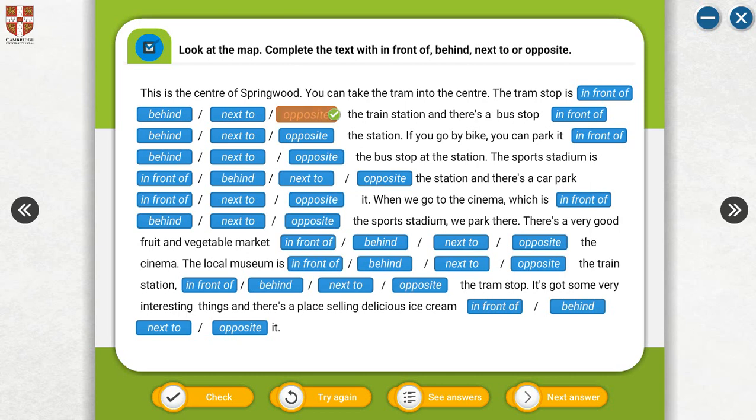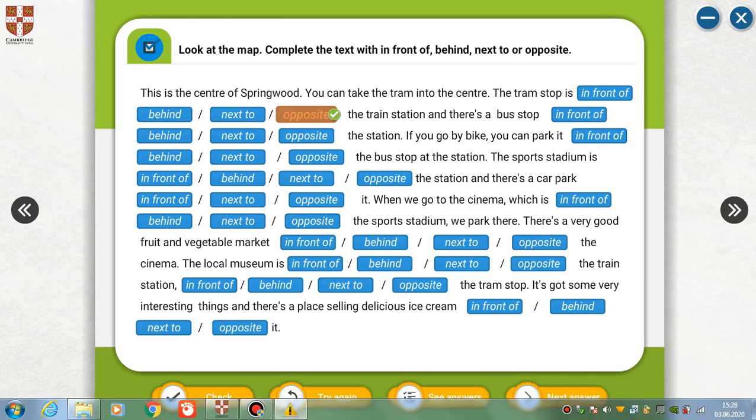station, and there is a bus stop blah blah blah the station. Where is the bus stop? Look at the bus stop. And where is the bus stop? The bus stop is in front of the station. That's true.